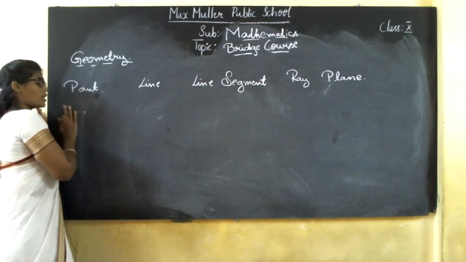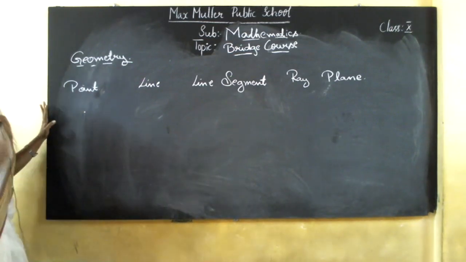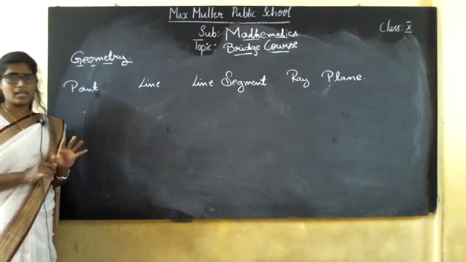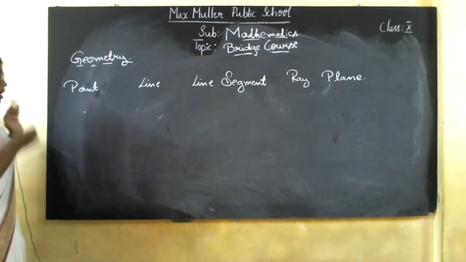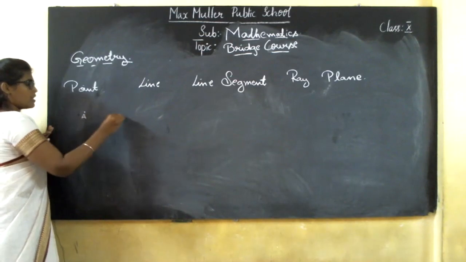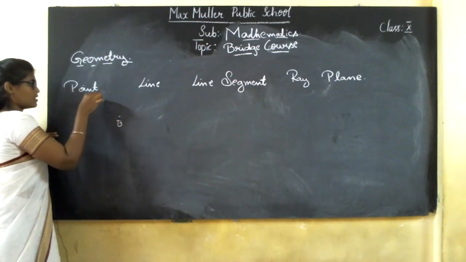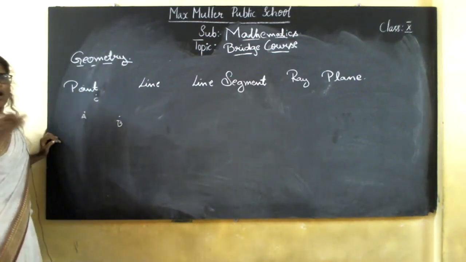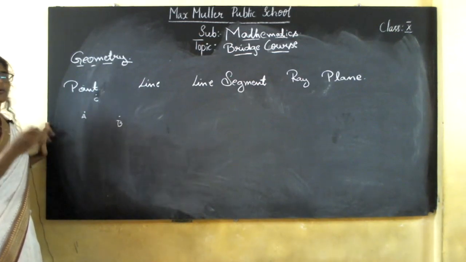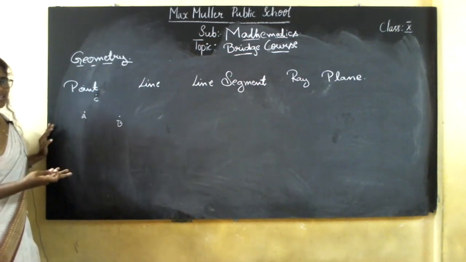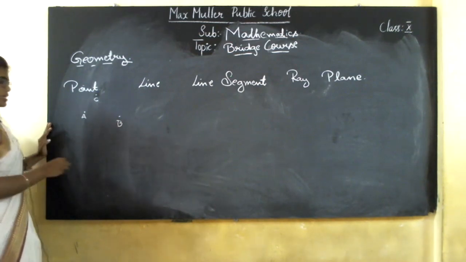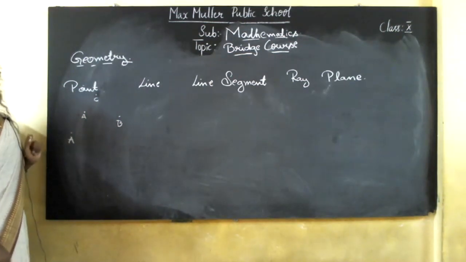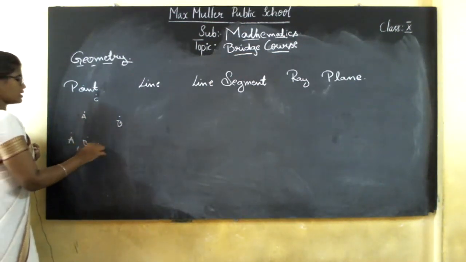So the point indicates only the position, and it does not have anything, that is, length, breadth, nothing. Now how to read this? Point A. If I have another point, point B. If I here have a point, point C. You are going to read it as point A, point B, point C. This is the way you read the points. And for the symbolic representation, you write A and put a point on it, so that it is point A. Then point B. Then point C.